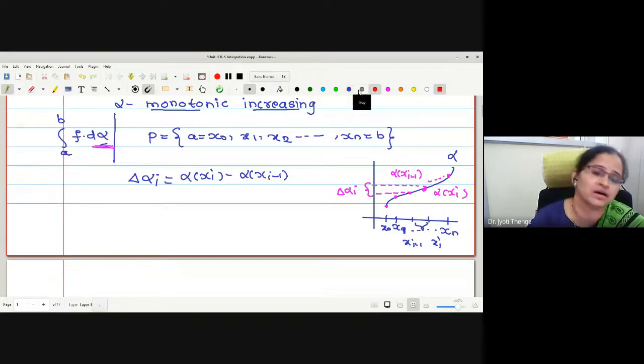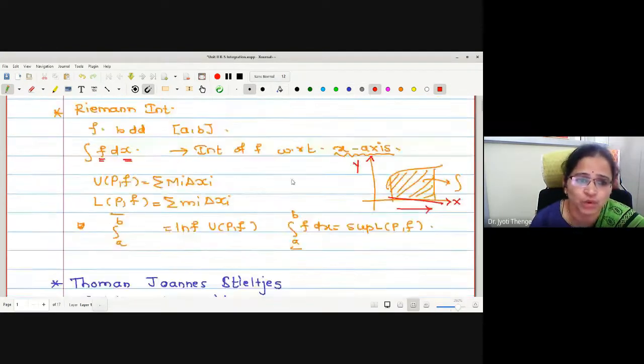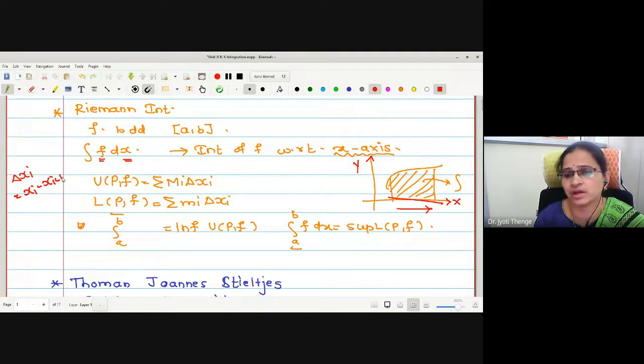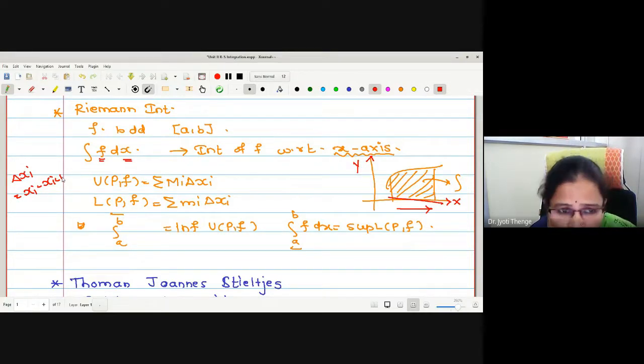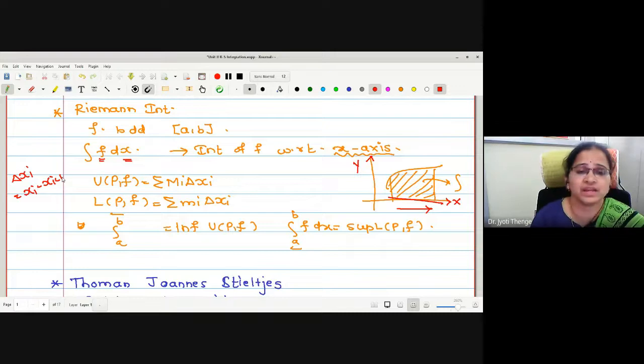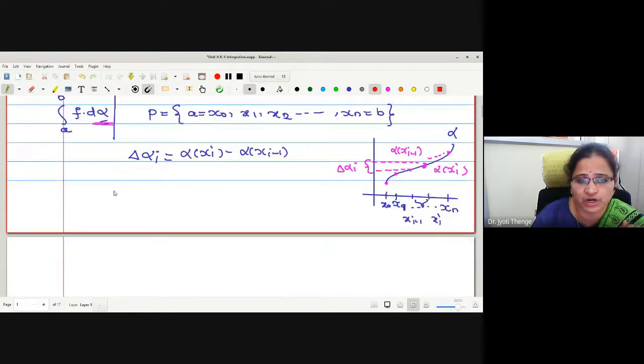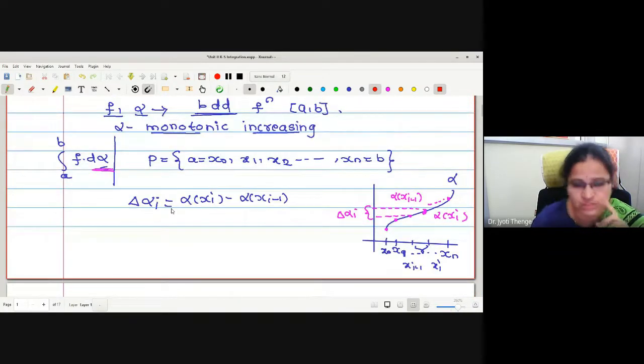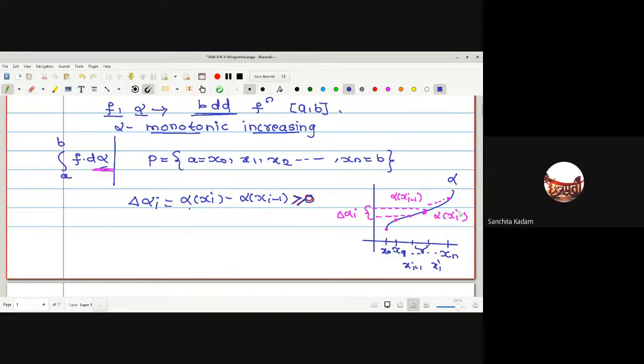Previously, in the Riemann integration concept, we defined delta xi as x i minus x i minus 1. Now, with respect to alpha, we observe the change in the alpha function as we have the change in the ith subinterval. Therefore, delta alpha i is defined this way. And since alpha is monotonically increasing, this value is always non-negative.